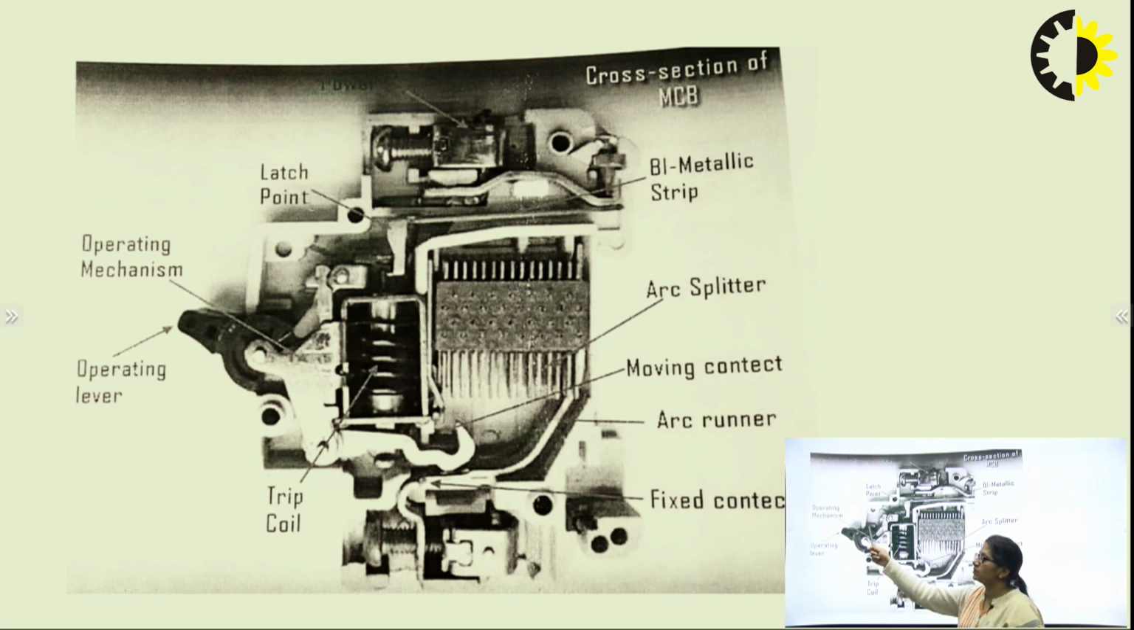So as soon as this operating lever is made down, the spring tension is released. Because of that, this latch point is displaced. Because of that, this moving contact would be away from the fixed contact, thereby making it be in the off condition. This is the working of MCB.